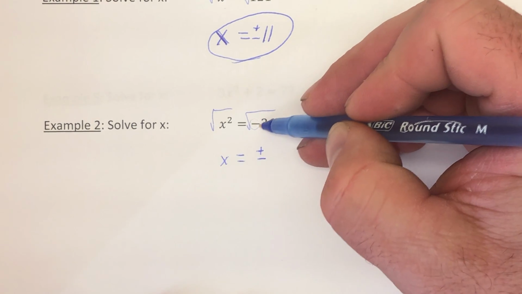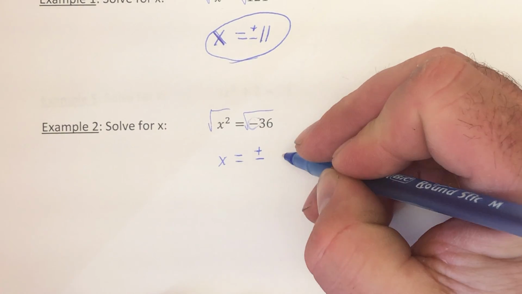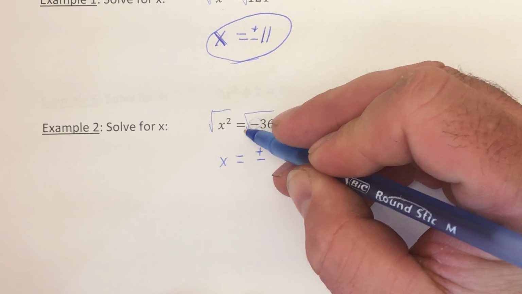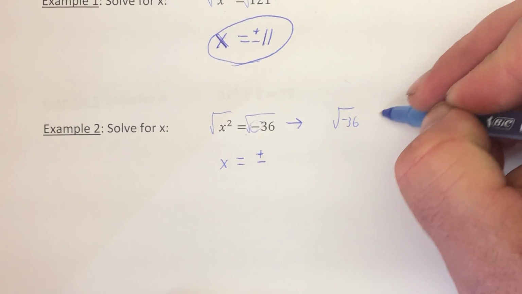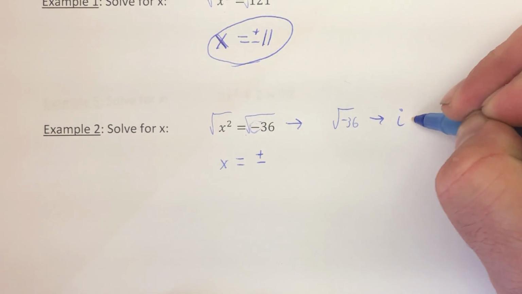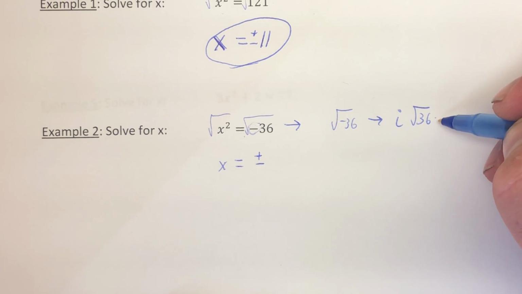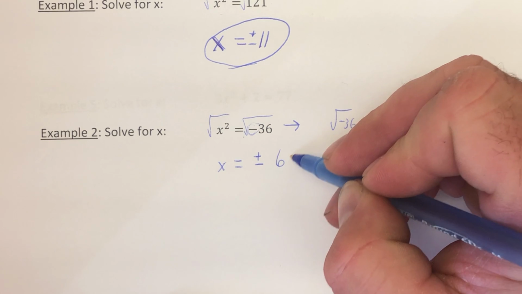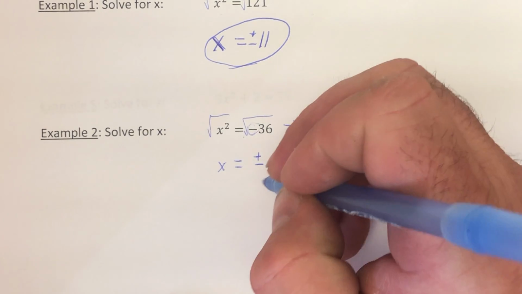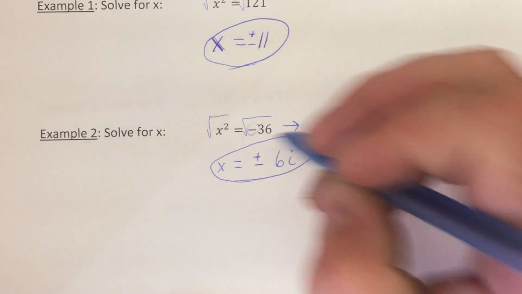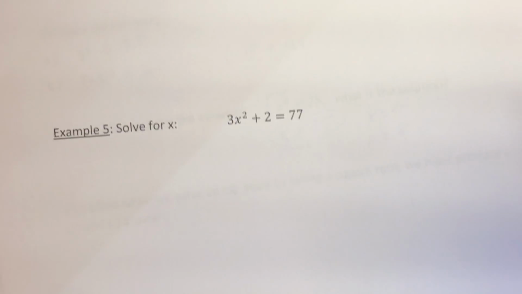Now this is what we covered in our last section: when I have a negative number here, the square root of a negative will give us an imaginary i. So I'm going to do this in 2 steps. If I have the square root of negative 36, I want to say that's an imaginary i times root 36. And then the square root of 36 is 6, so we'd say that is 6i. So my answer is x equals plus and minus 6i. Okay, so we do have to consider imaginary solutions as well.